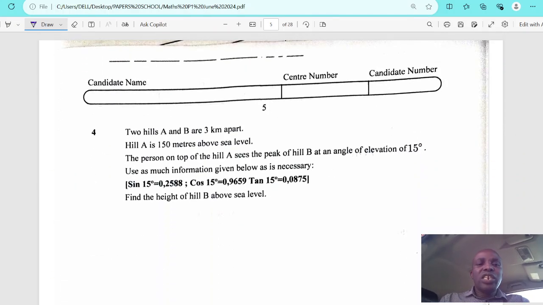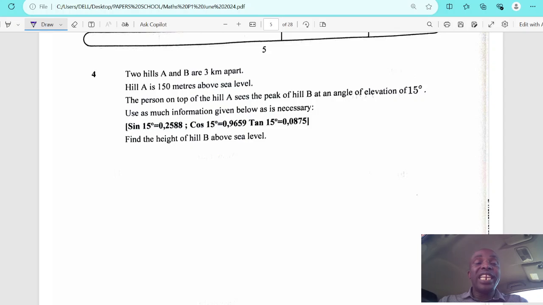Done. Next, two hills A and B are 3 kilometers apart. Hill A is 150 meters above sea level. The person on top of hill A sees the peak of hill B at an angle of elevation of 15 degrees. Use as much information given below as is necessary. Find the height of hill B above sea level.